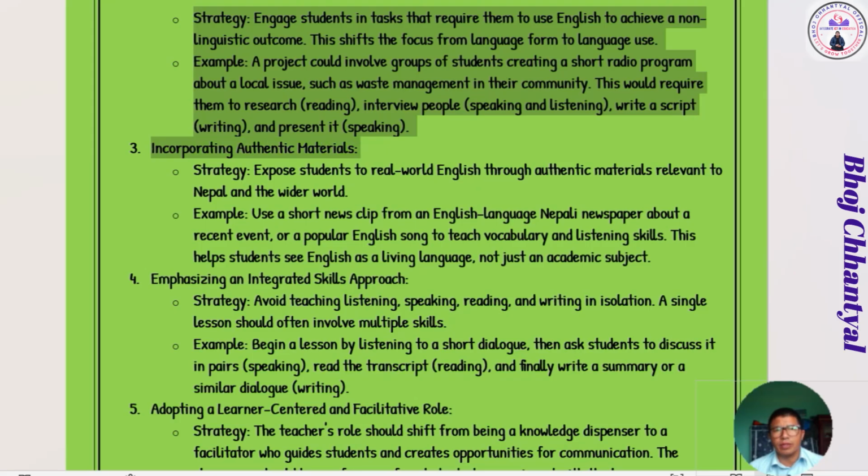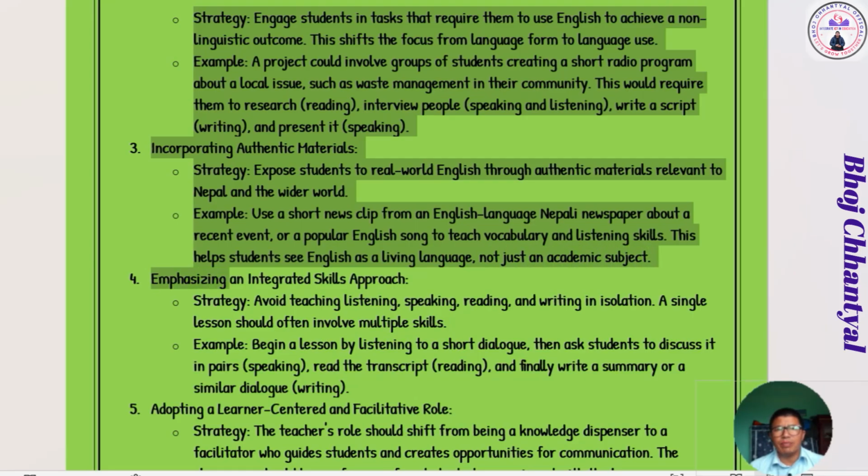Number 3. Incorporating authentic materials. Strategy: expose students to real-world English through authentic materials relevant to Nepal and the wider world. Example: use short news clips from an English language Nepali newspaper about a recent event, or a popular English song, to teach vocabulary and listening skills. This helps students see English as a living language, not just an academic subject.